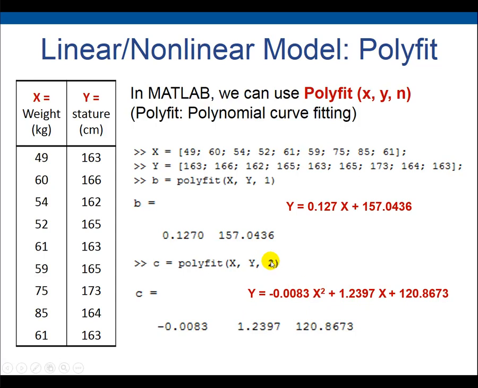So we can always increase the number in the polyfit function, 3, 2, or even 100, right? But please be careful when you increase the degree of your models. It's going to be a more complex model than a simpler one. So you have to choose between accuracy and simplicity. Which one is your target? Okay, so that's it.